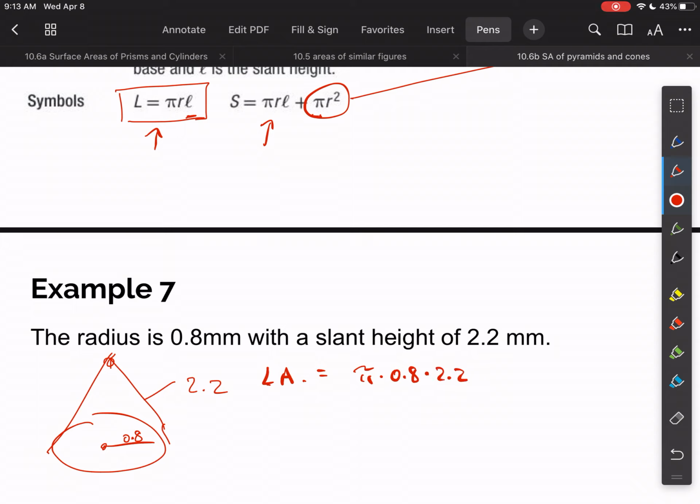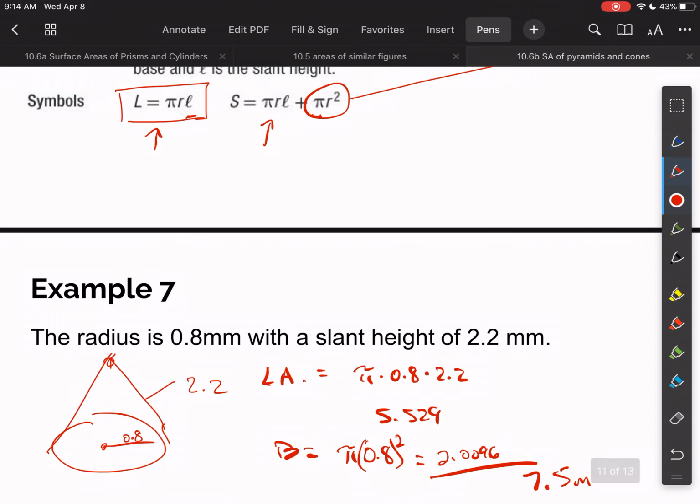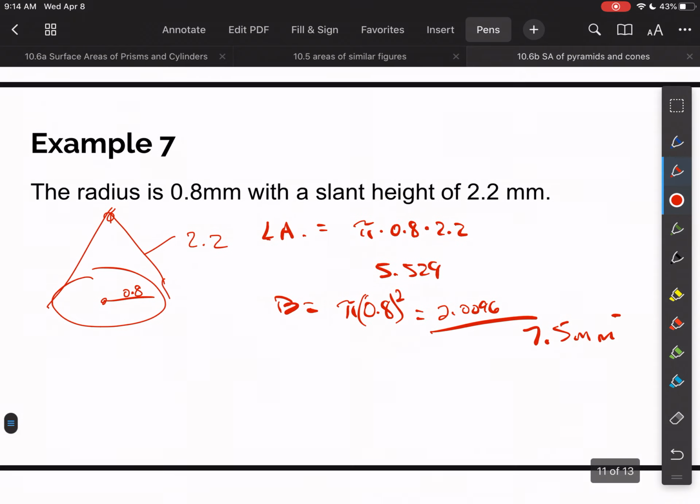When we run that math, the lateral area comes out to 5.529 or something like that. And then to find the base, that's going to be pi r squared, which comes out to 2.0096 or something like that. When you add the two together, you end up with approximately 7.5 millimeters squared for your area.